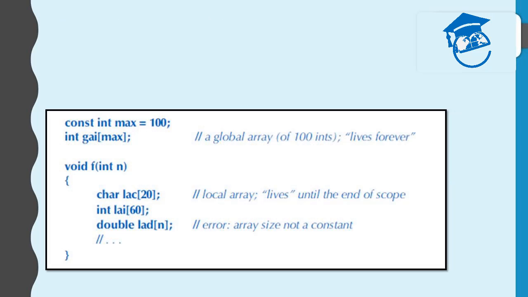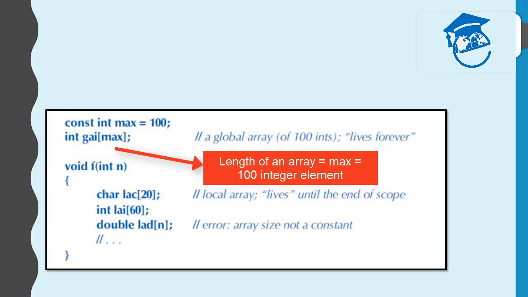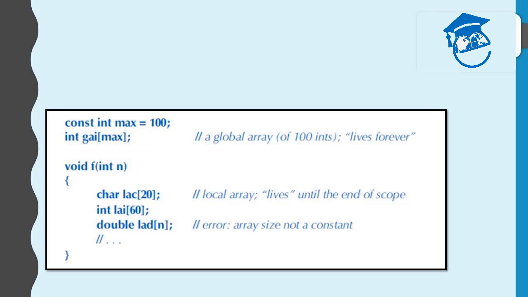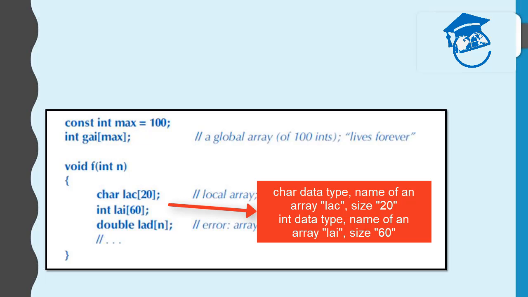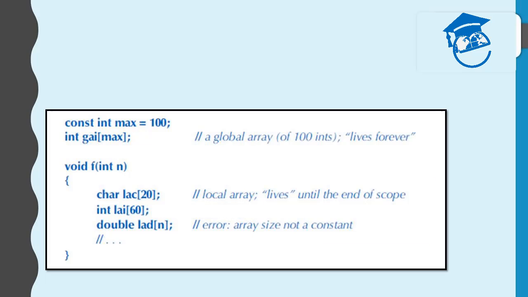Okay, now take a look at the code segment shown in here. In the first code line, it defines an int type constant variable max with the initial value 100. In the second code line, it defines an int type array with the length as the value of the variable max, which means 100. So it's a global array of 100 integer elements. And then we get a function which takes an int type argument. Inside this function, the first code line defines an array with the char data type and the length is 20. So it's a local array and lives until the end of the scope, which means it can act within the function. The next code line is another array with the int data type and the length is 60. So it is also a local array.